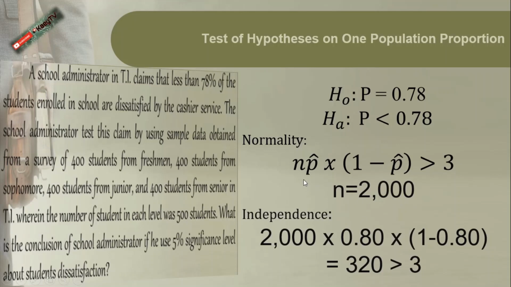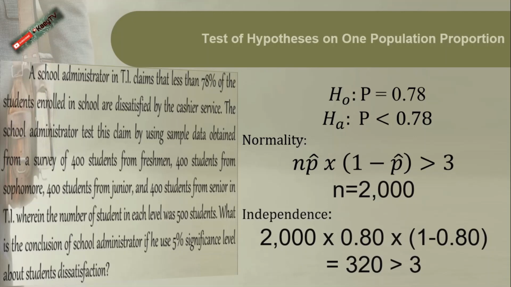Then, ito, the school administrator gets a random survey of 400 students in each year level. So, the sample is sufficiently large for the application of the central limit theorem. That's why we have to use the z-test for calculation. So, ito is substitute lang natin siya. 2,000 times 0.8.